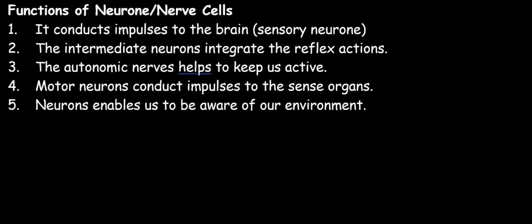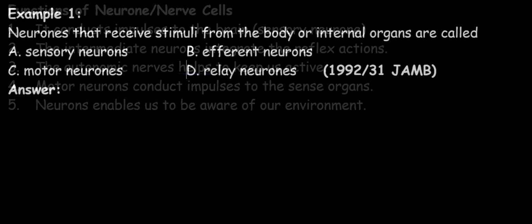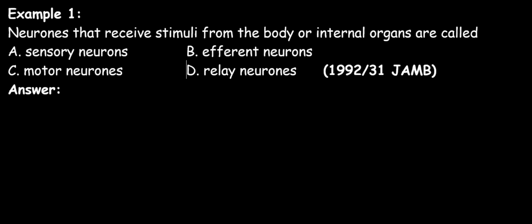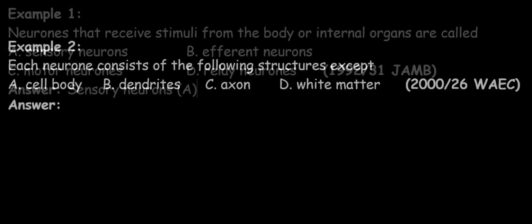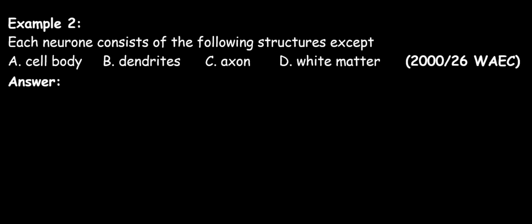Now we are going to be taking some questions as usual. First example, neurons that receive stimuli from the body or internal organs are called A. Sensory neurons, B. Efferent neurons, C. Motor neurons, D. Relay neurons. The answer to this question is A. That is because neurons that receive stimuli from the body or internal organs are called the sensory neurons or the efferent neurons.